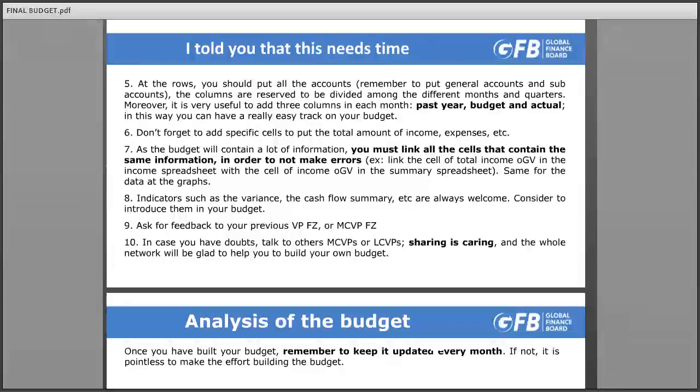Indicators such as the variance, the cash flow summary, etc. are always welcome. Consider introducing them in your budget. The ninth step is to ask for feedback from your previous VP Finance or MCVP Finance. And in case you have doubts, talk to other MCVPs or LCVPs. Remember that sharing is caring, and the whole network will be glad to help you to build your own budget.